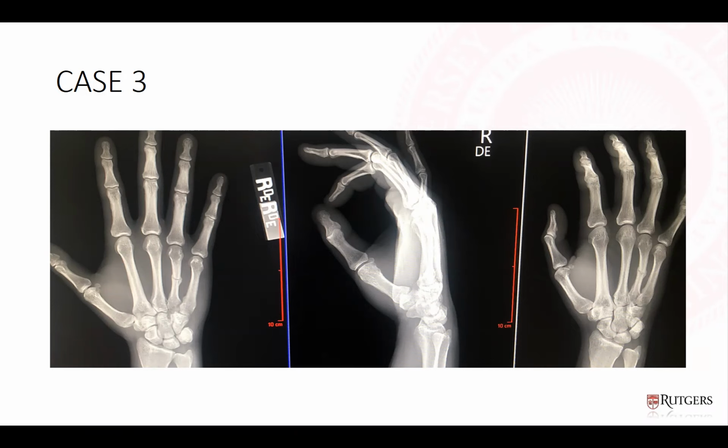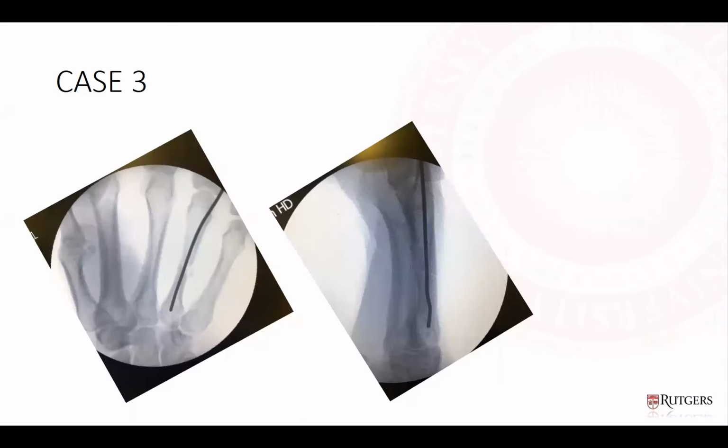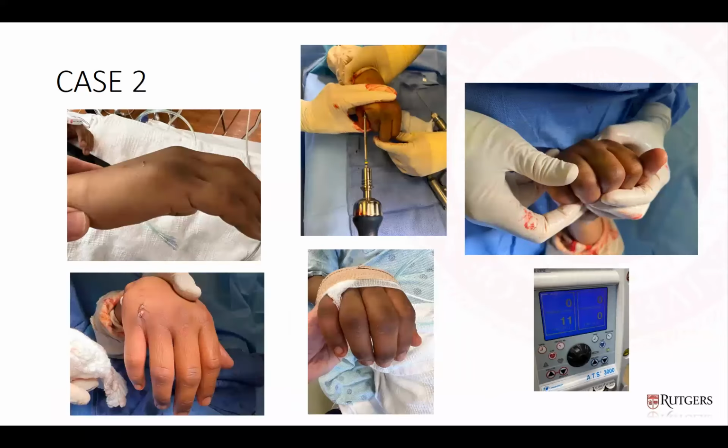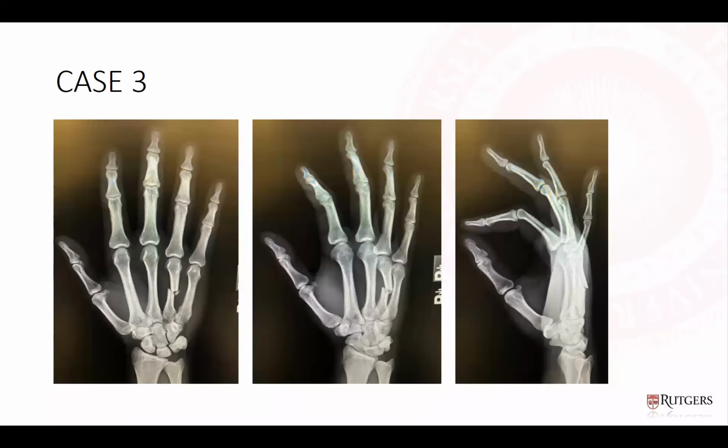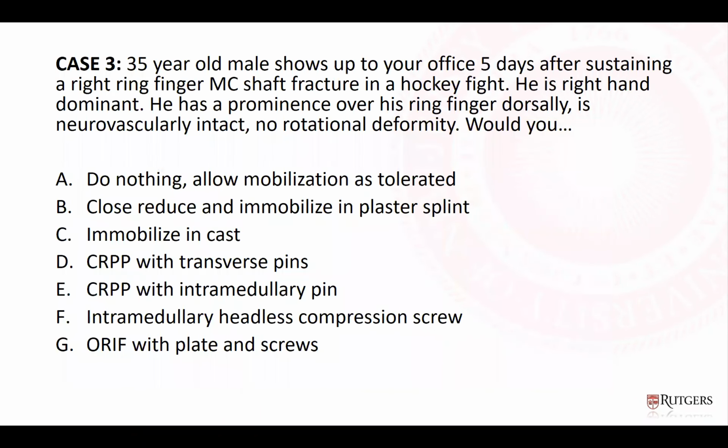So why on case two and three did the patient need surgery? Like case three, what was the issue? You have pretty good alignment, not terrible angulation, no rotational problem. Why wasn't that just splinted? Yeah, I mean, that can certainly be an option. So what do you tell the patient? You're going to have the same result, but you should have a pin placed or a screw placed?